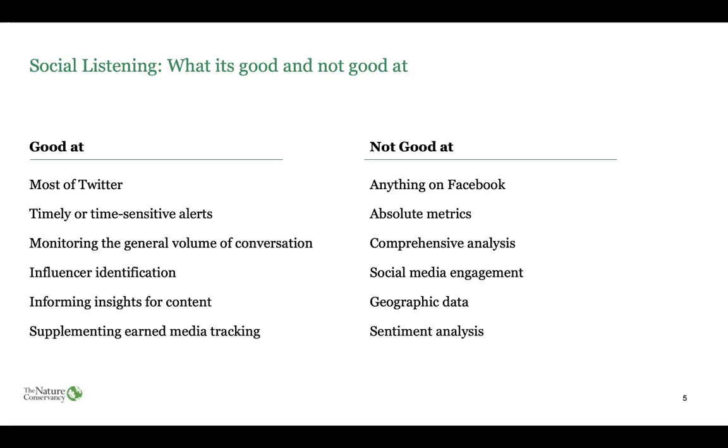Geographic data and sentiment analysis, the same is true there. One, most people don't apply geographic information to their tweets or their Instagram posts. So in a lot of cases, Khoros is just guessing, and I don't know how accurate that could possibly be. And the same is true for sentiment analysis. All of these tools will claim that their machine learning is always trying to optimize and figure out the sentiment of a post, but it's never going to be perfect.